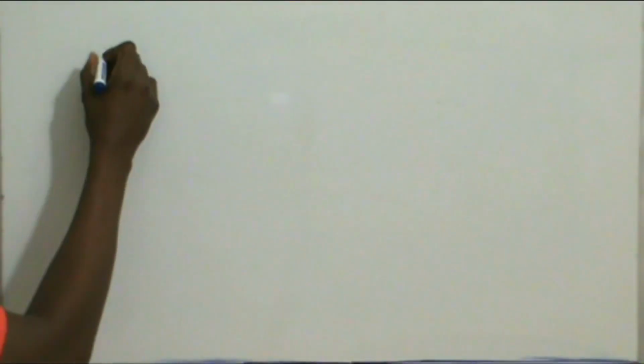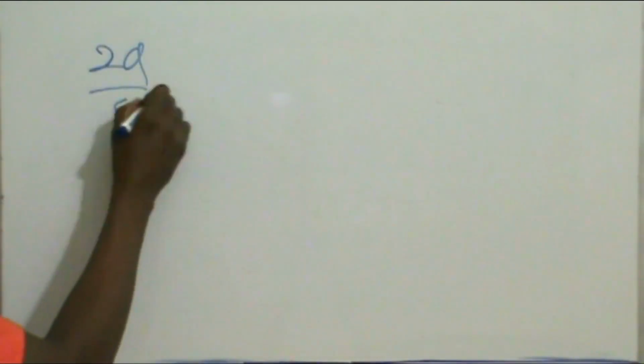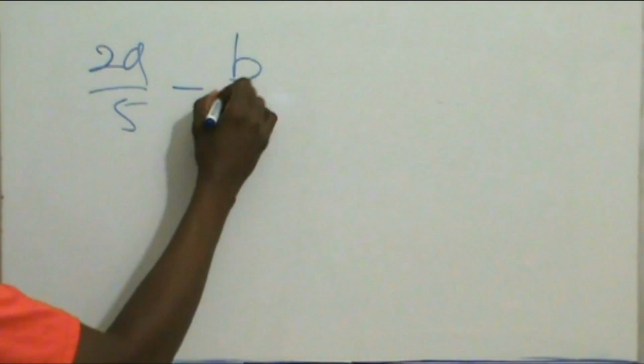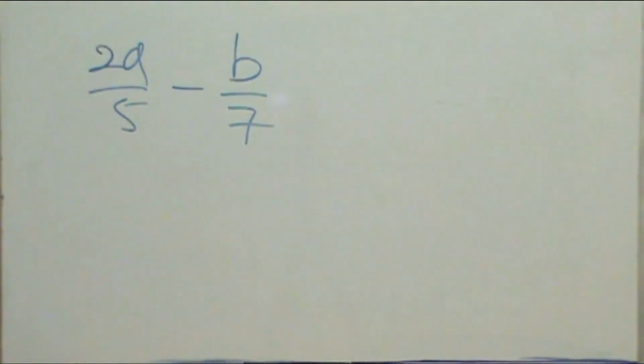So let us go with some abstract examples. So let us say you have 2a over 5 minus b over 7. You could get that in a CXC maths exam. You could get that in a multiple choice. You could get that in a paper 2, and possibly conceivably in a paper 3 as well, now that they have the paper 3 coming on stream.